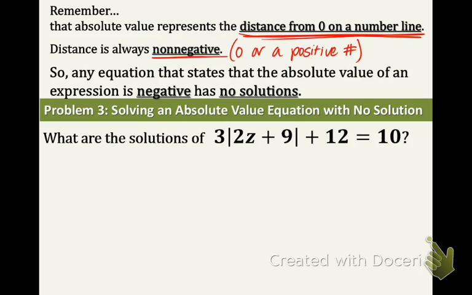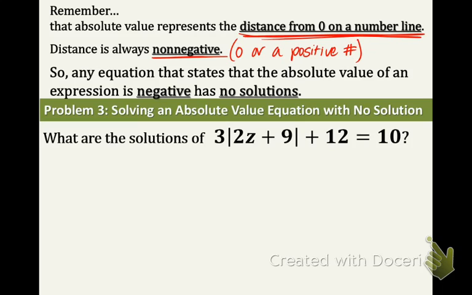And then lastly, any equation that states the absolute value of an expression is negative has no solution. If you get the absolute value by itself equal to a negative number, there is absolutely no solution because absolute value is going to make something positive. There's no way that an absolute value expression can equal a negative number. So maybe we'll encounter that in this next example.